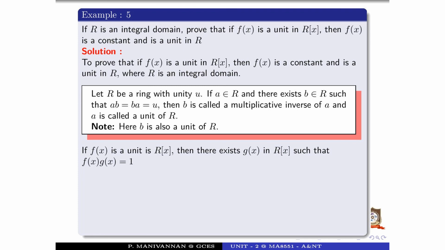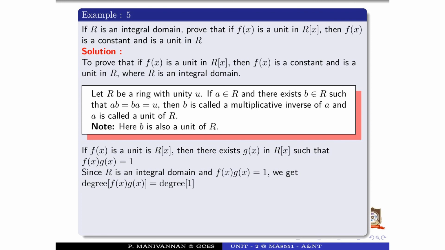Here given f(x) is a unit, so f(x) is a unit in R[x]. There exists g(x) in R[x] such that f(x)g(x) = 1. Since R is an integral domain, the degree of f(x)g(x) is equal to the degree of 1. Taking degree on both sides, we get the degree of 1 is 0.